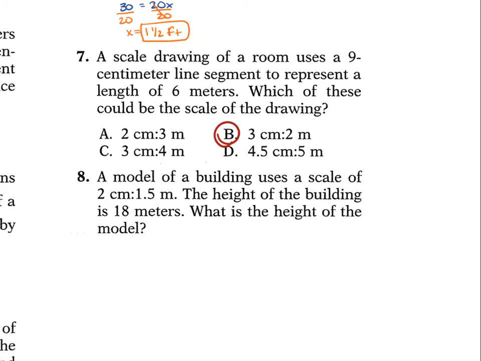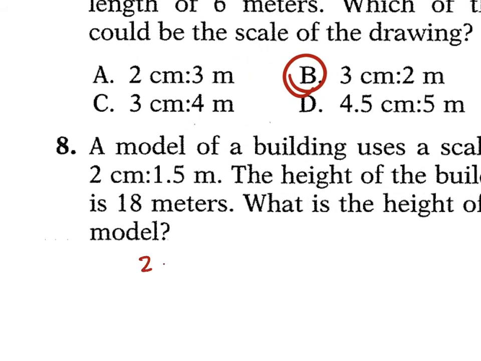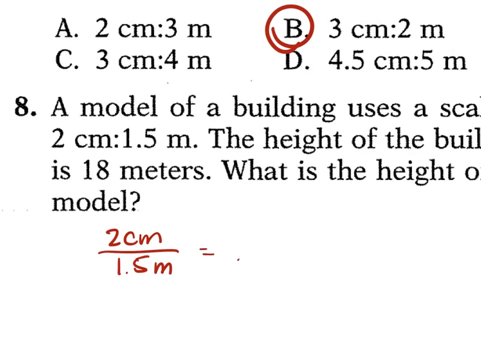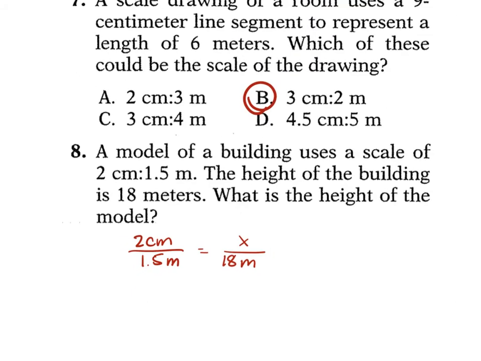For 8, it says a model of a building uses a scale of 2 centimeters to 1.5 meters. So that's going to be 2 centimeters over 1.5 meters. The height of the building is 18 meters, so that's going to go on the bottom with the meters. What is the height of the model? So we are going to cross multiply here. So we have 1.5x is equal to 36. We divide each side by the 1.5, and we get that x is 24 centimeters.